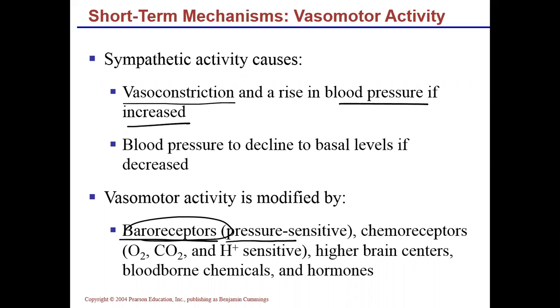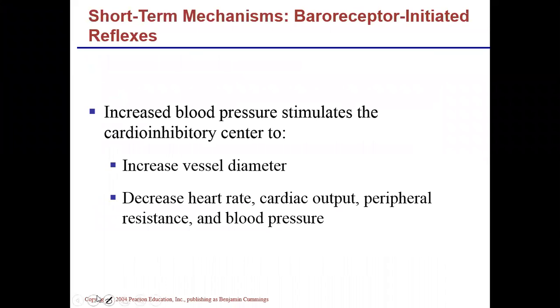There are also chemoreceptors. We're going to discuss that in the respiratory system. You're detecting carbon dioxide, pH, and oxygen. But there are other things that can affect the vasomotor activities, obviously. We're going to put our focus on the baroreceptors now. So let's take a look at what happens.